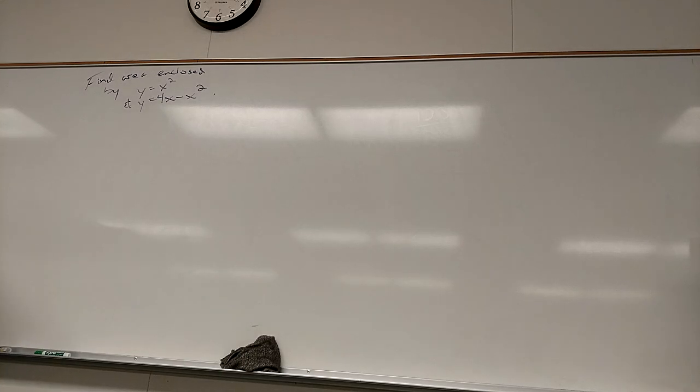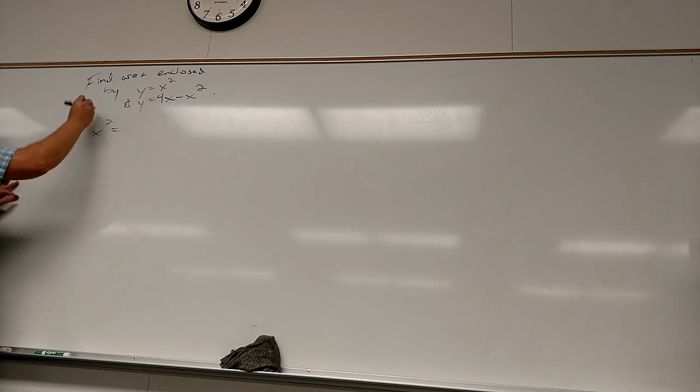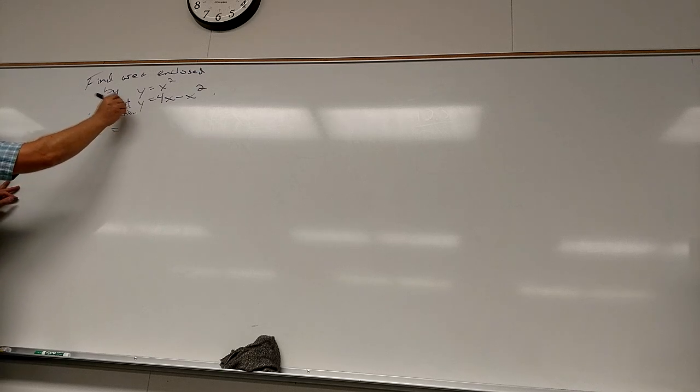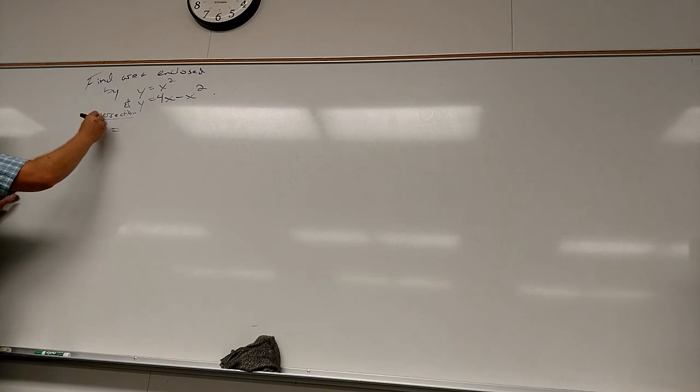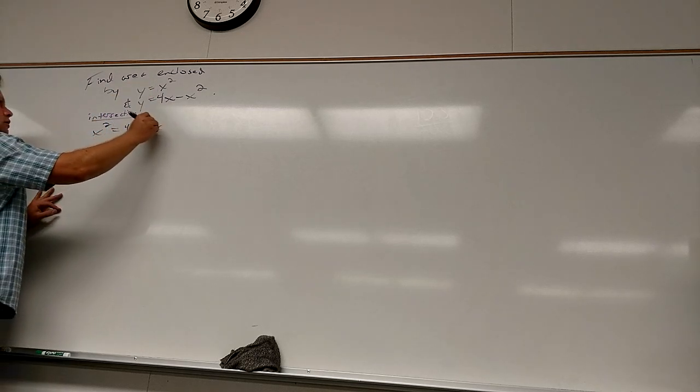So they didn't give me an interval to look at. How do I figure out what this interval is that I'm going to use for my integral? Where's the intersection point? So how do I find the intersection points? Let them equal each other. So x squared equals 4x minus x squared, to find the intersection points.